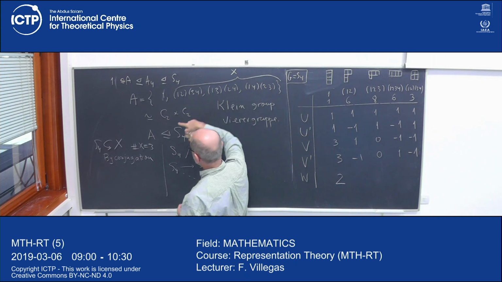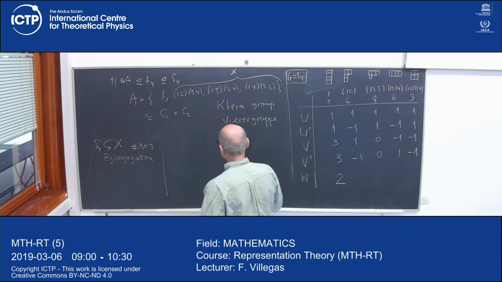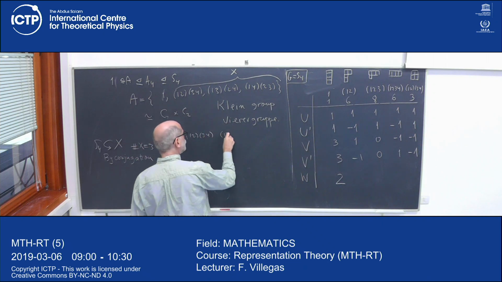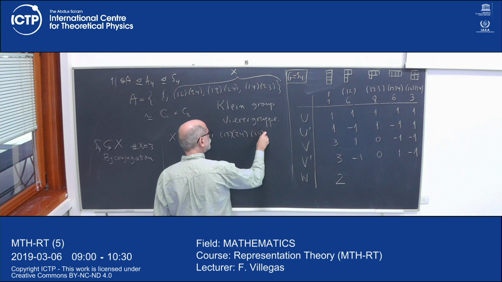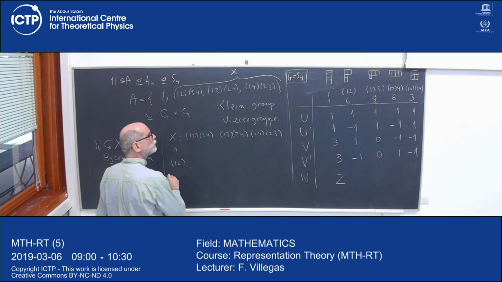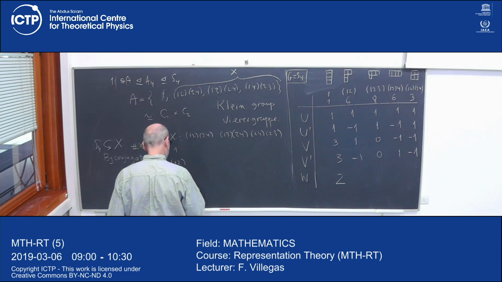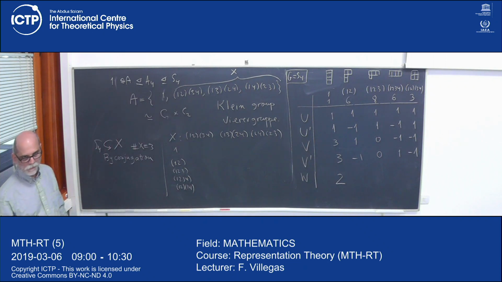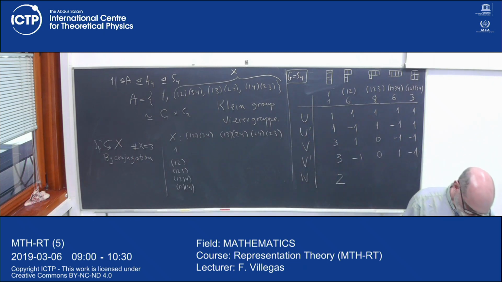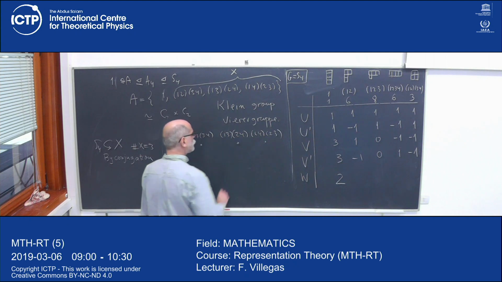Because this group is abelian, conjugation by the elements of X itself doesn't do anything. So let's see how that works. Let me list the elements of X. And for each one of the representatives of my conjugacy classes, let's see what they do in this set. And with this, we can compute the character, because we look at the number of fixed points minus one. So the identity fixes everything.